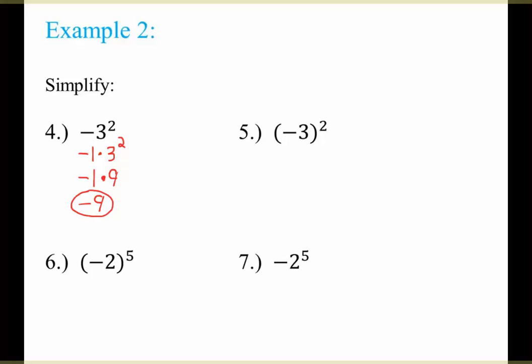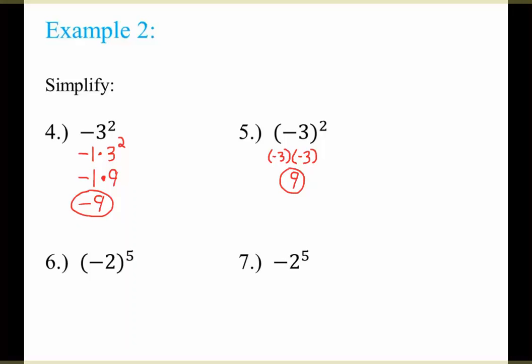Okay, now compare that with number 5. Same numbers, but here we have use of parentheses. And when we have those parentheses, we're going to replicate the negative 3. So this stands for negative 3 times negative 3. Now these can produce positive or negative answers. In this case, we have 2 negative numbers, which is an even number of negatives, and that's why this ends up being a positive 9.